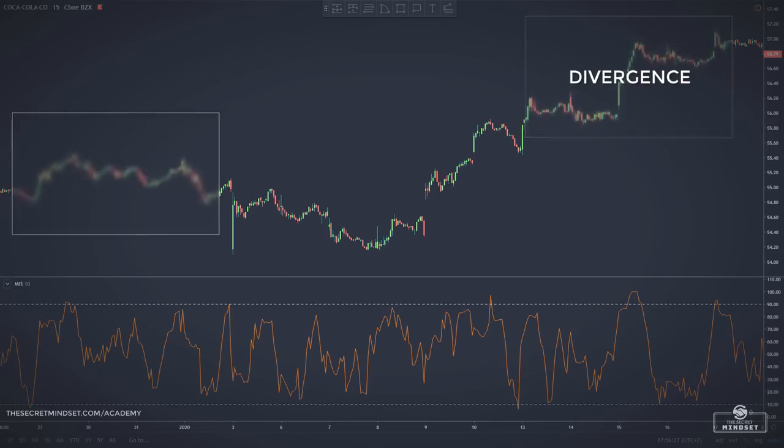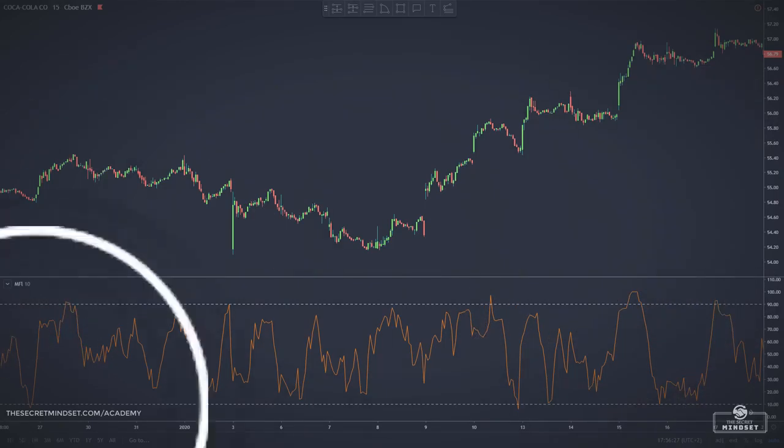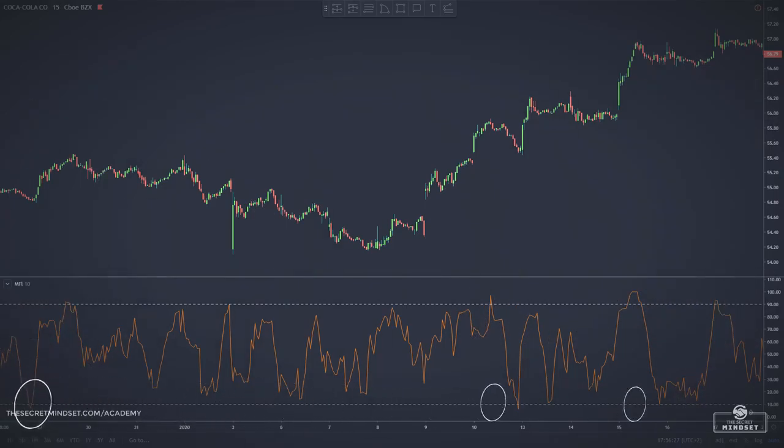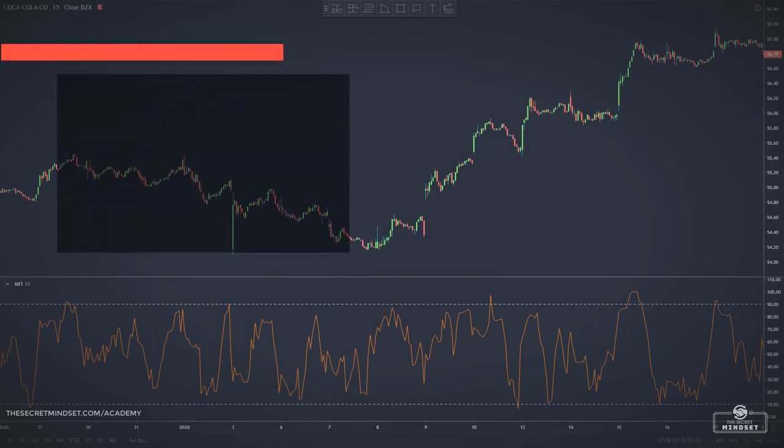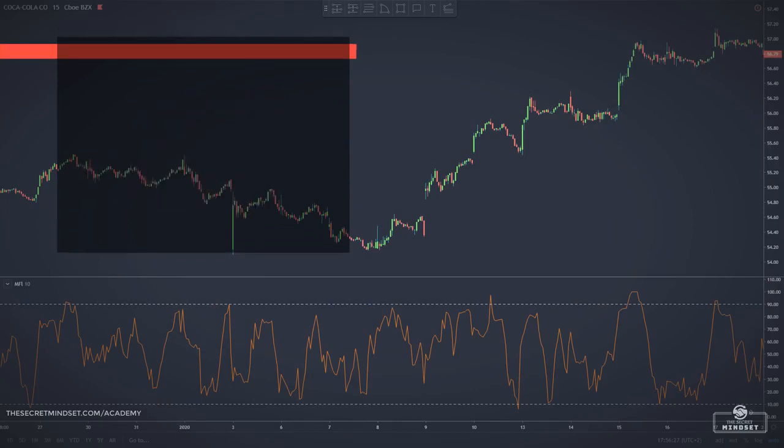Moves below 10 and above 90 are quite rare. When the MFI is above 90, the price is overbought, and a reversal or a pullback could potentially occur. When the MFI is below 10, the price is oversold, and a reversal or pullback might be recorded on the market. It's important to remember that simply because a market reaches overbought or oversold levels doesn't mean that prices will immediately reverse in the opposite way.